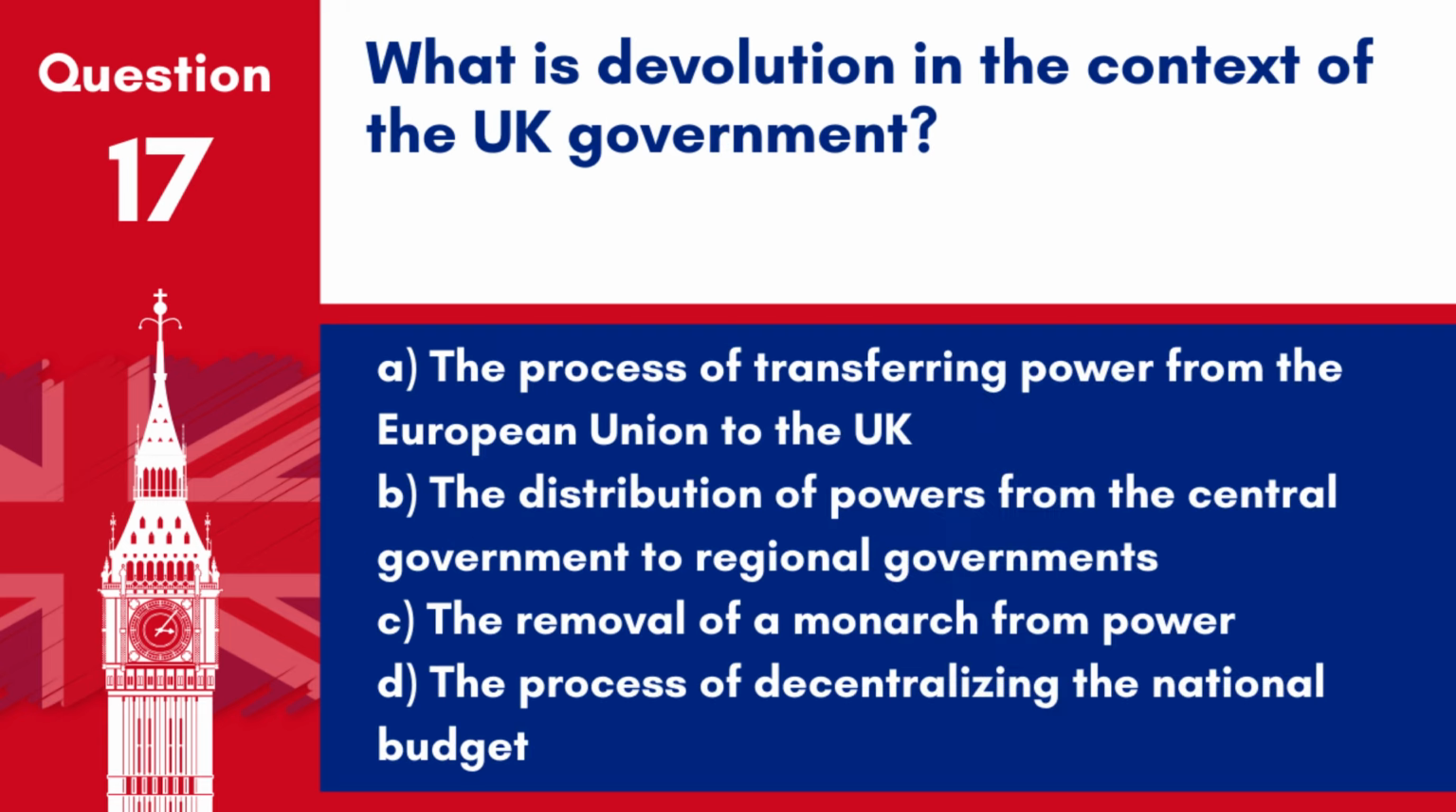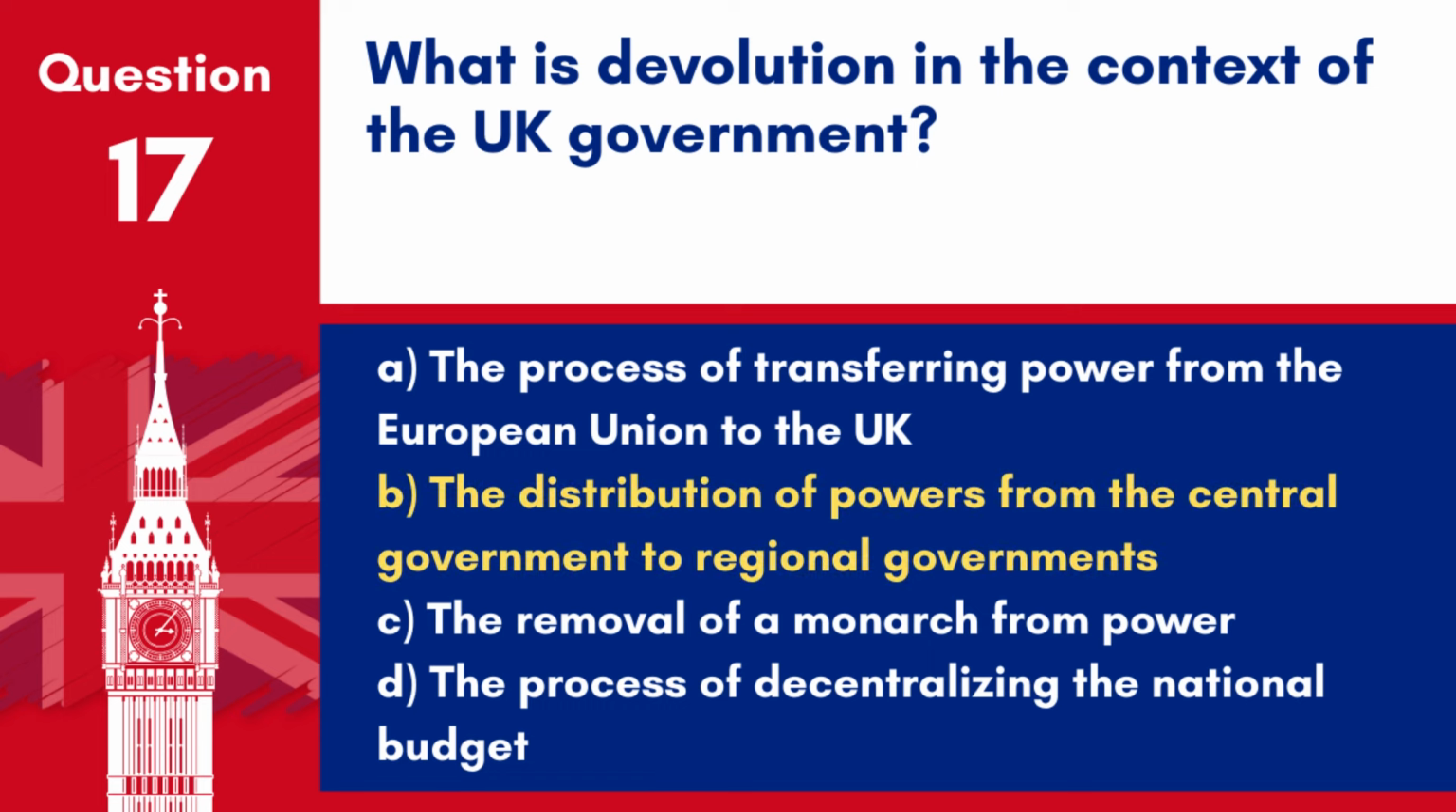Question 17. What is devolution in the context of the UK government? A. The process of transferring power from the European Union to the UK. B. The distribution of powers from the central government to regional governments. C. The removal of a monarch from power. D. The process of decentralizing the national budget.